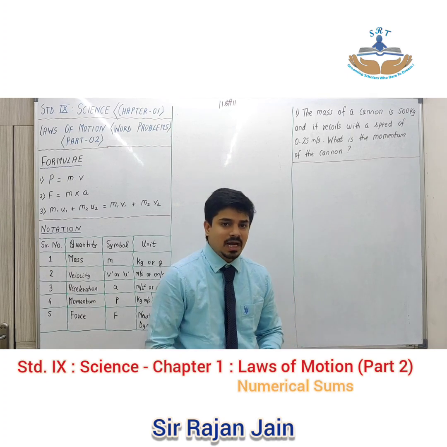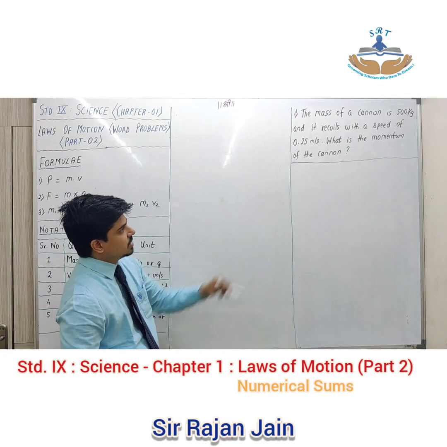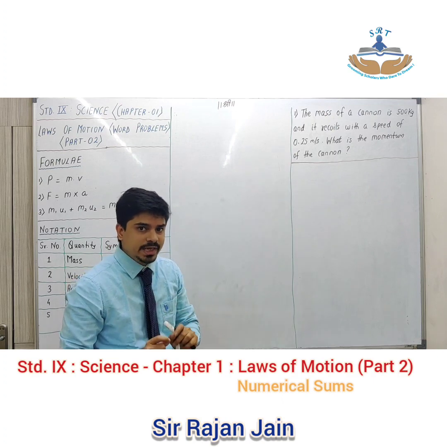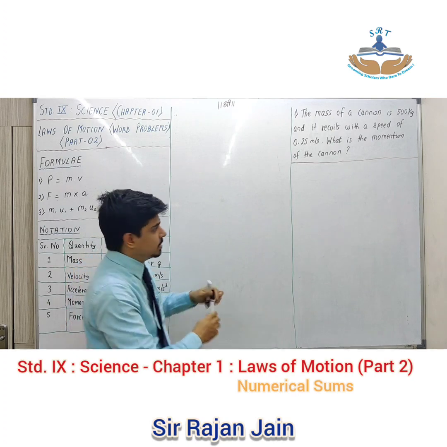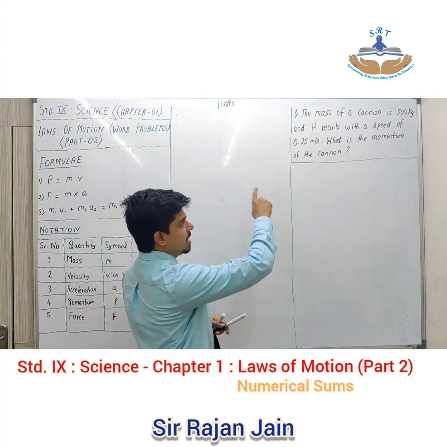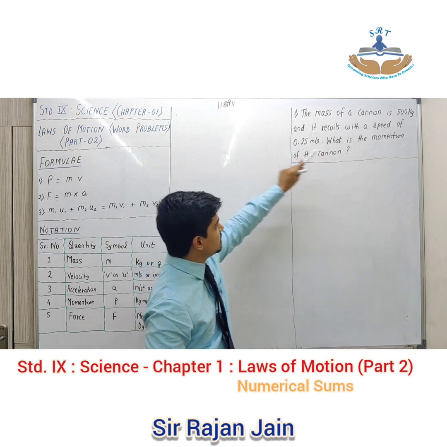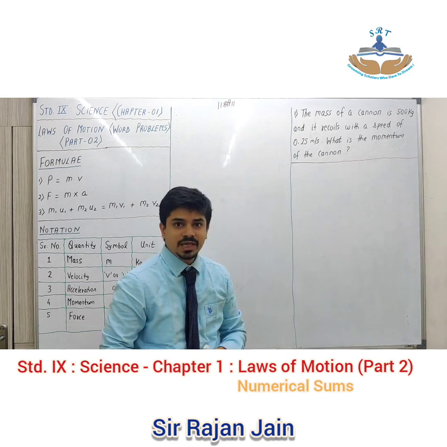Okay, now let's start with the first question. As we have done in the first part, I'll be doing all the solved examples and the textbook questions related to part 2 of the chapter. First question over here, the mass of a cannon is 500 kg and it recoils with a speed of 0.25 meter per second. What is the momentum of the cannon?